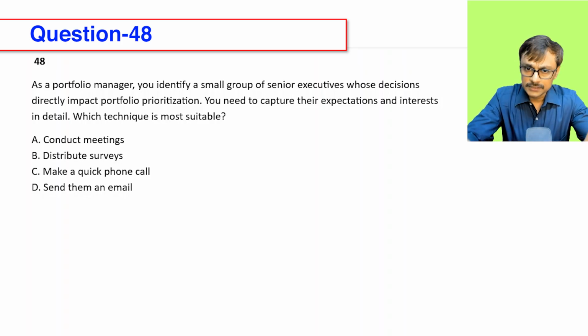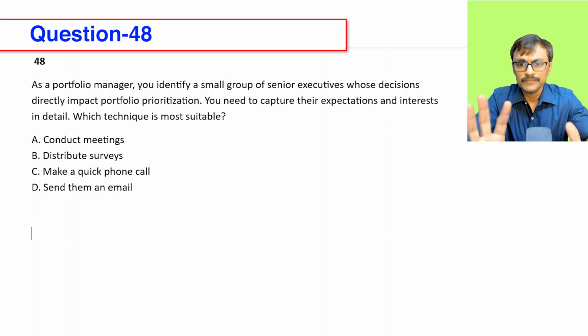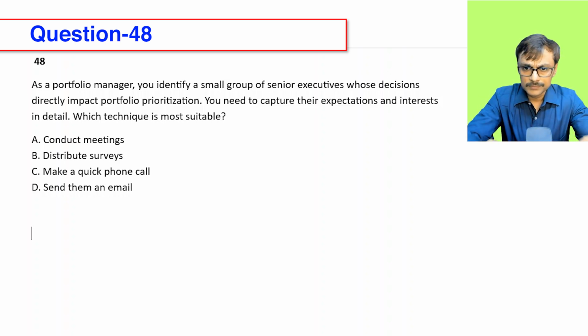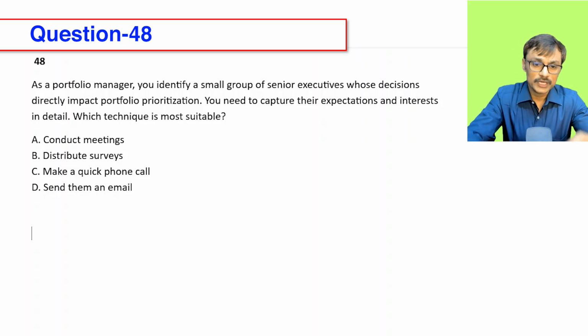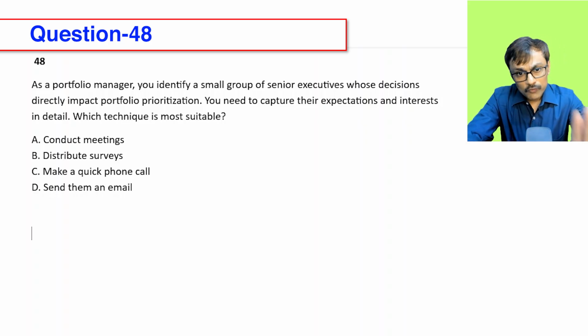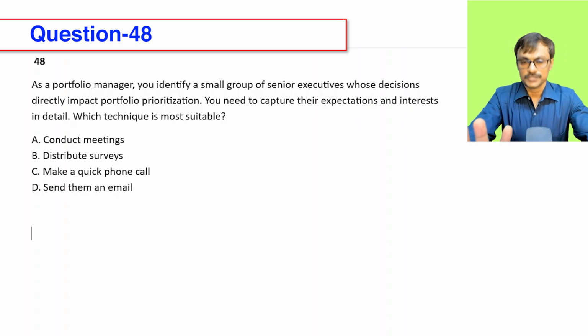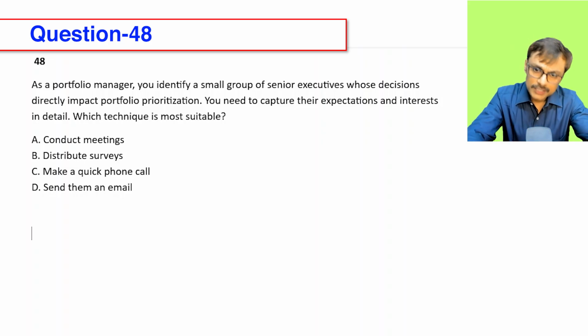If you look at the portfolio standard or the PfMP exam content outline, it will talk about how you can do interviews, calls, meetings, surveys. All those possible tools are there. And in fact, the question options are talking about I can conduct a meeting, I can distribute a survey to them, I can make a quick phone call to them, I can send an email and say, why don't you put your expectations in that email? So overall, all 4 options are candidate options as per your ECO.